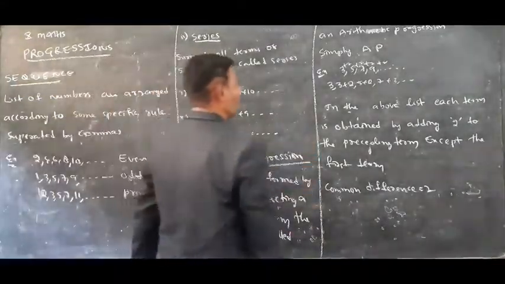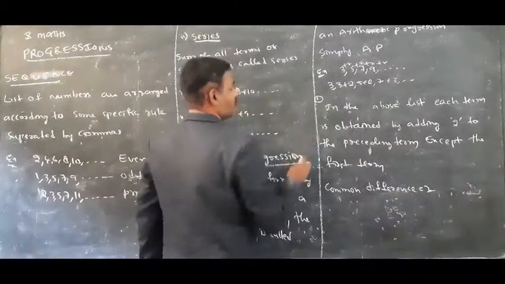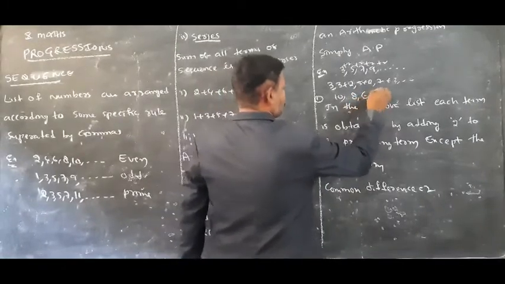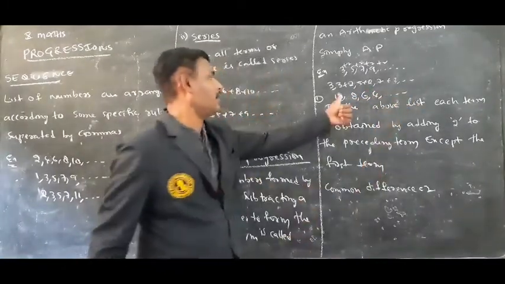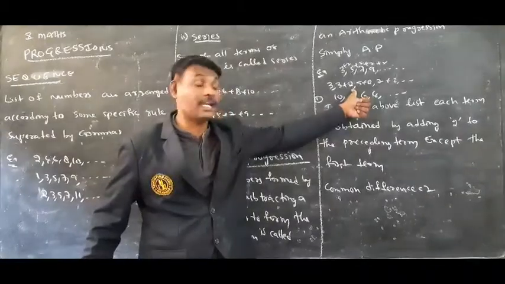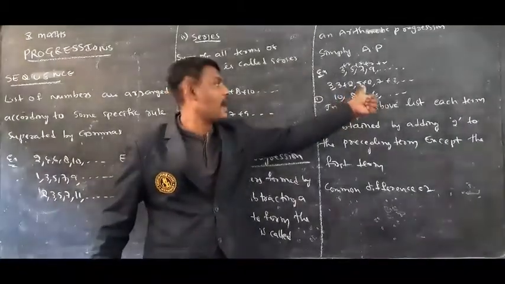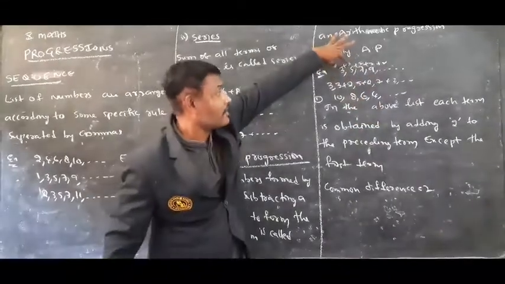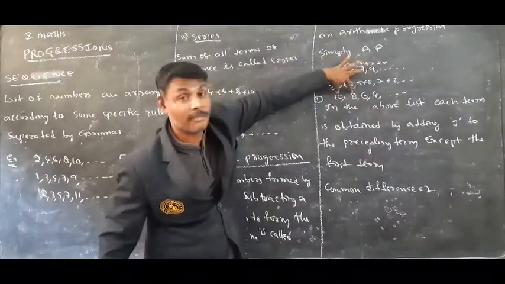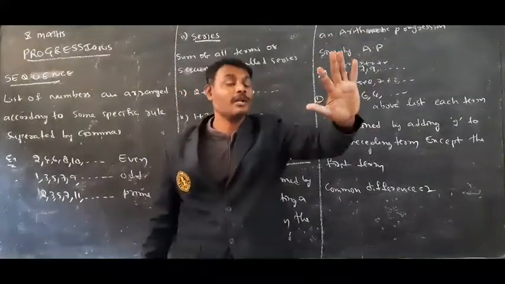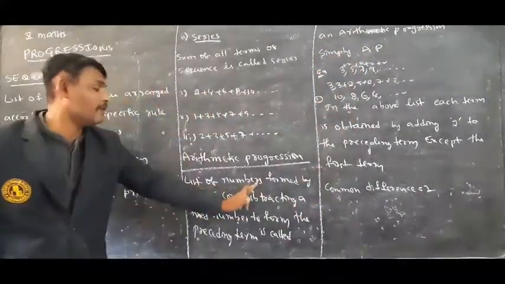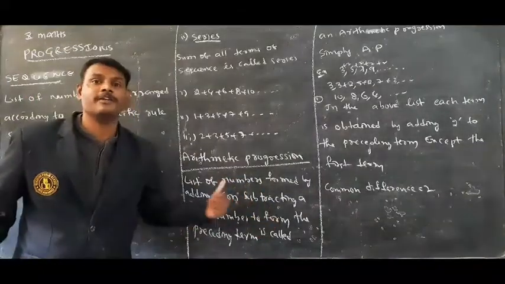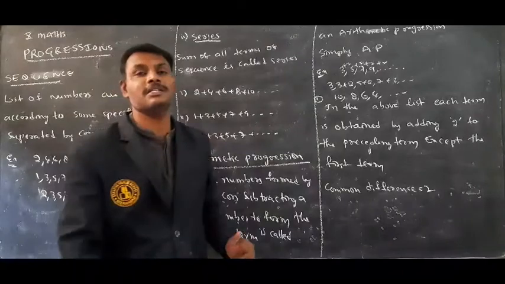For example, I am going to take another example. See here: 10, 8, 6, 4, and so on. Here from 10, I am getting 8 by subtracting 2 from 10. I am getting 6 by subtracting 2 from 8. So here a fixed number is added, and here a fixed number is subtracted. What is an arithmetic progression? A list of numbers formed by adding or subtracting a fixed number from the preceding term.